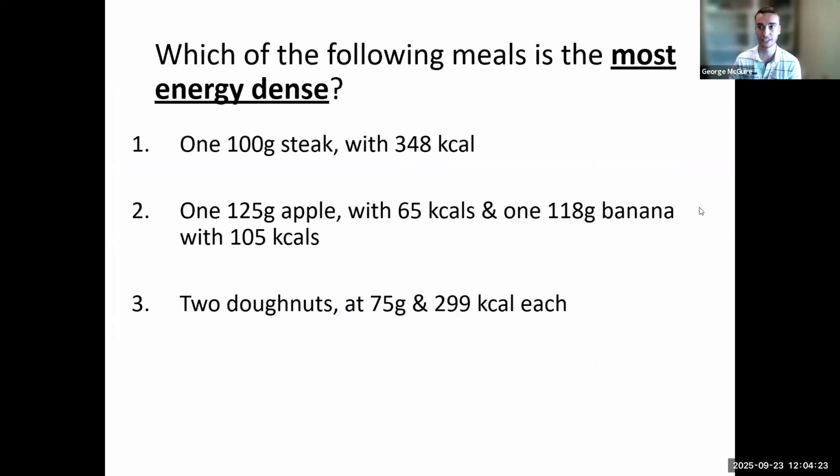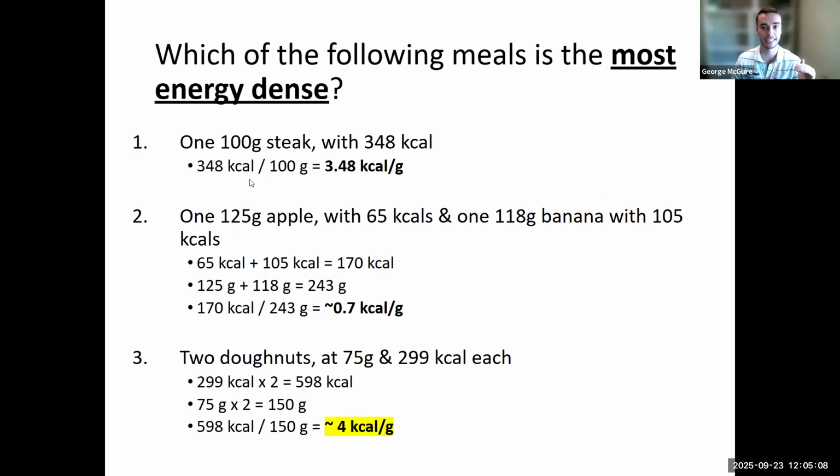So here's another opportunity for practice with energy density. Same idea, take a second to do these calculations. You want to determine the overall mass, you want to determine the overall energy, and then you'll take the amount of energy and divide that by the mass. So for number one here, you would take 348 kilocalories and divide that by 100 grams, and that would give you your energy density for this meal. For number two, you're going to need to add up both sets of calories and add up both masses here, and then you'll need to divide those numbers, etc. So go ahead and pause and practice calculating here, and then I'll show you the answers on the next slide.